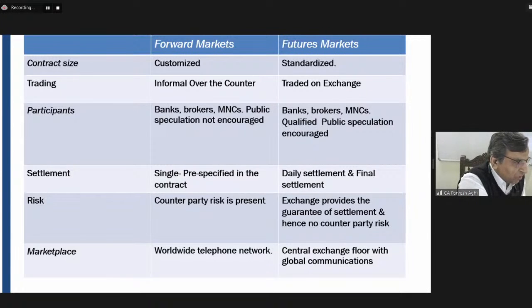So there is a question. There are a couple of questions. On what factors are fluctuations in forex rates based? Now, there are a lot of factors. It is basically the demand and supply which affects the fluctuations.